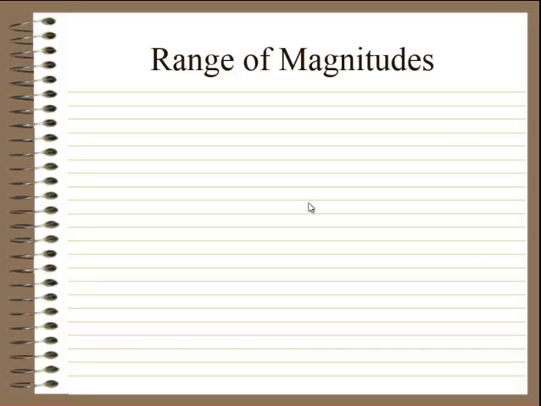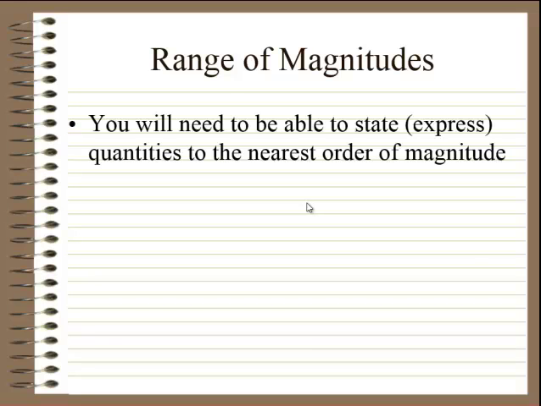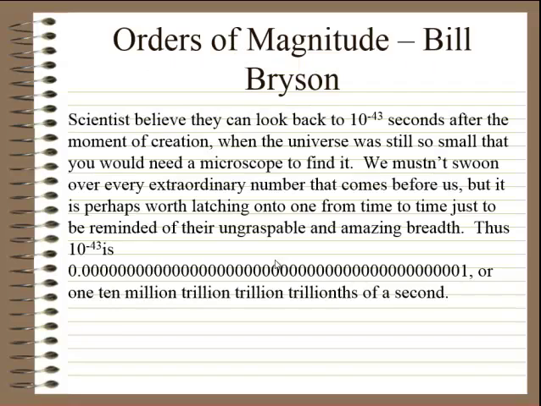So think about the range of magnitudes here. We need to be able to express quantities to the nearest order of magnitude. So that means that the digits at the beginning in this case aren't really that important, just because of the scale of the numbers we're talking about. So you normally say to the nearest times 10 to the something, rather than giving specific values.